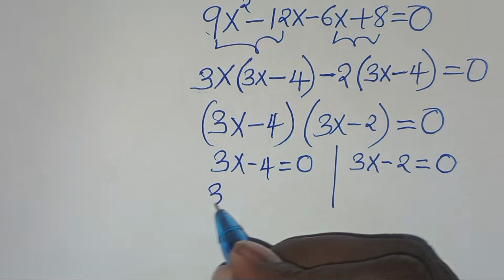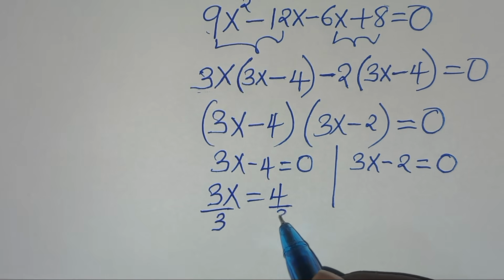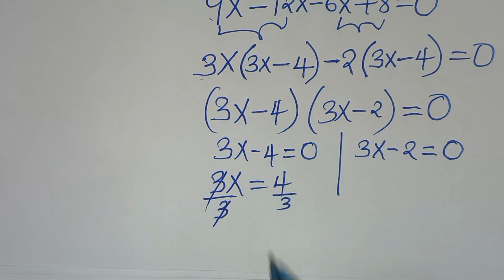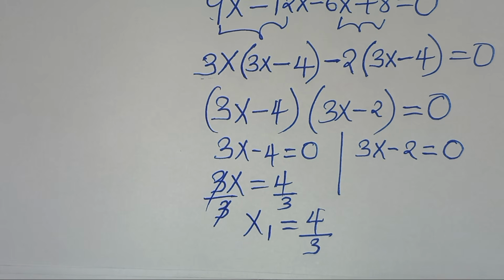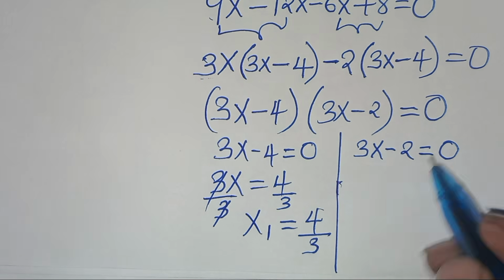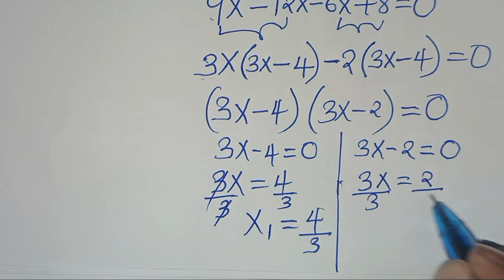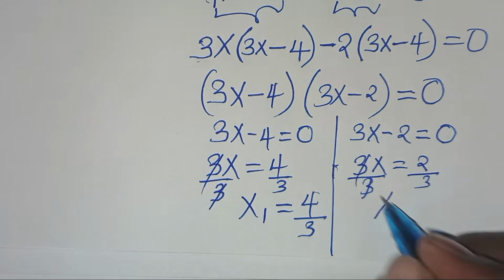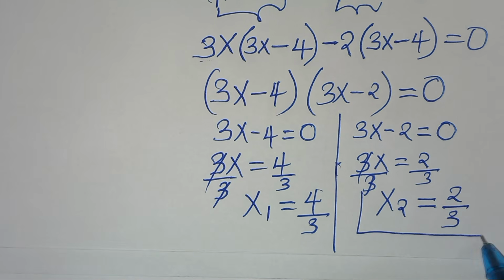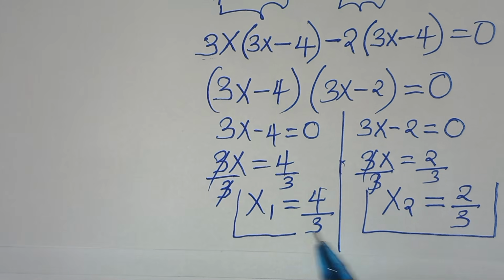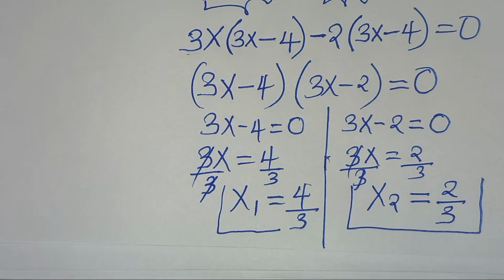So this means that 3x is equal to 4. If we divide both sides by 3, this means that in case 1, x1 is equal to 4 over 3. x1 is 4 over 3. Now let's solve for x2 here. We have 3x is equal to 2. Let's divide by 3 on both sides so that we have x2, this is equal to 2 over 3. So we have x1, which is 4 over 3, and x2, which is 2 over 3. Let's proceed to case 2 from here.